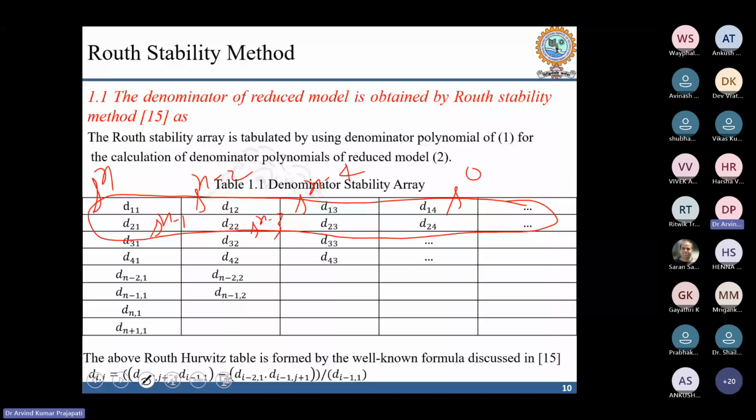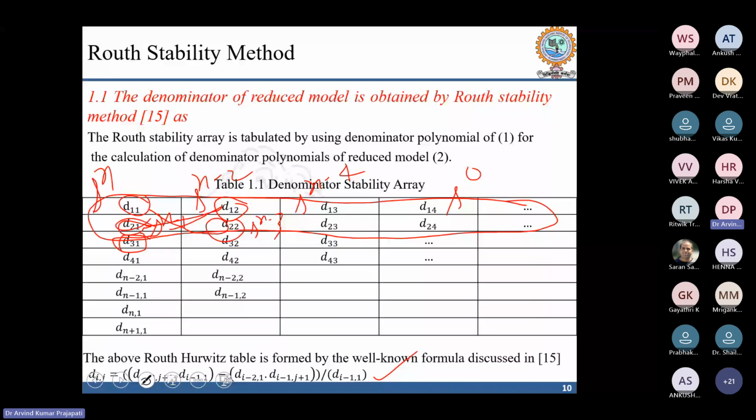So rows 1 and 2 represent the coefficients of the large scale system's denominator polynomial. After writing these two rows, the next element we can calculate by using the Routh recursive formula that you already know. This is the Routh recursive formula, which says that for determining this element, you have to multiply this element with this element, and then subtract the multiplication of these two elements, and then divide by d2 1. So you will get d3 1.